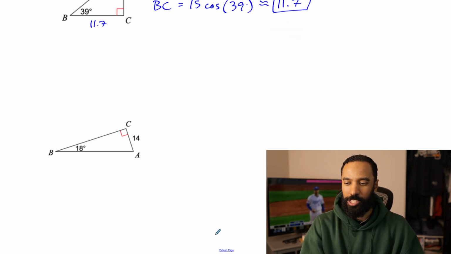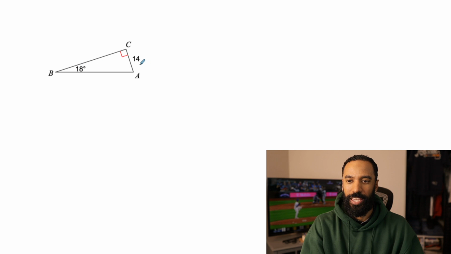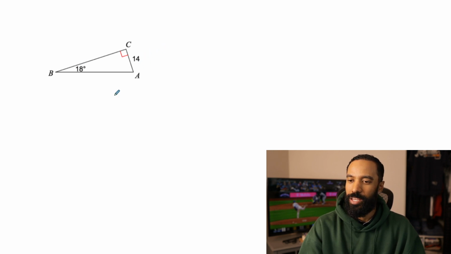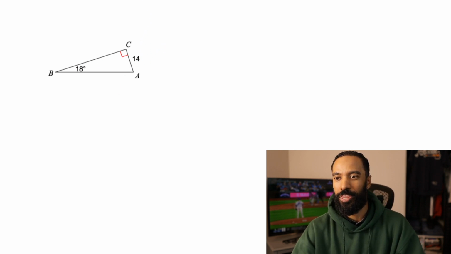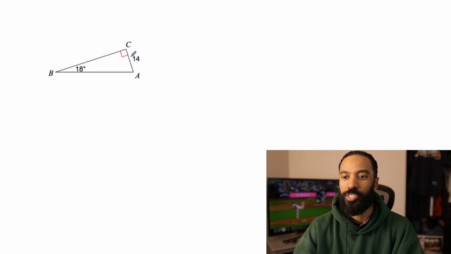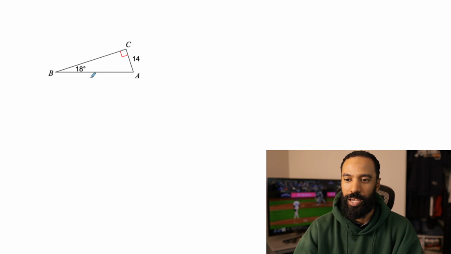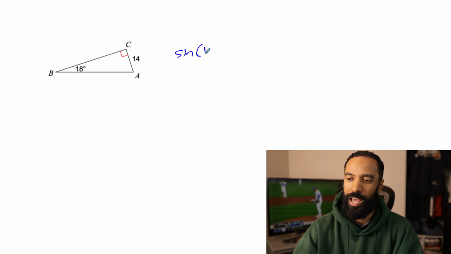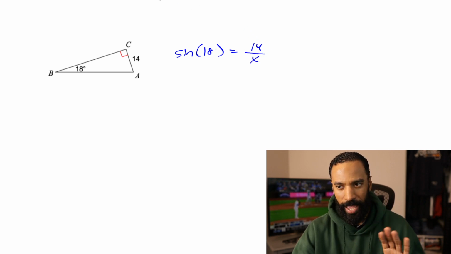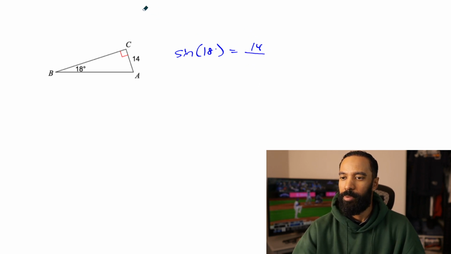Okay, the very last problem here, we have this angle. This time, this is an opposite, not a hypotenuse. So let's go to work on that one. I'm going to start with sine, excuse me. Let's find this unknown AB. This is the hypotenuse. That's the opposite. So sine of 18 degrees, let's do 14 over x, not x, AB.